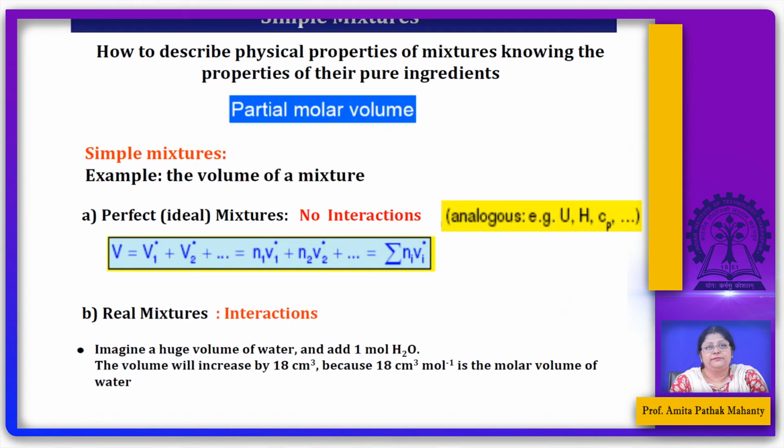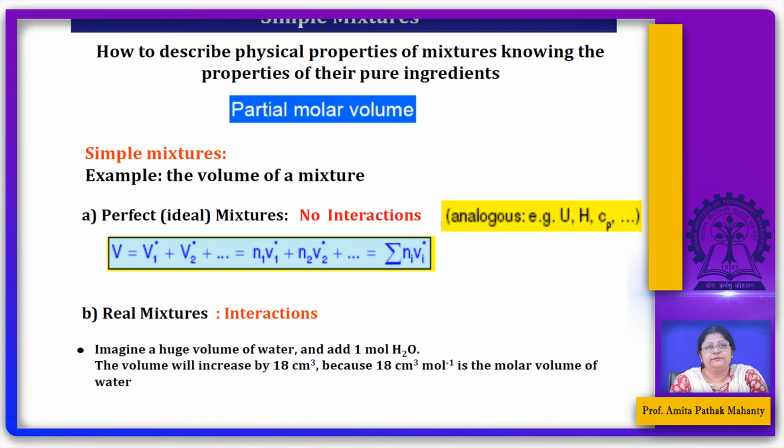Now, we have taken a number of things in terms of the thermodynamic variables. We have not talked about volume so far. When we talk about partial molar quantities, one of the very important properties which we monitor is the partial molar volume. How to describe the physical property of a mixture? We are talking about a simple mixture. Knowing the properties of a pure ingredient, we have to have the knowledge of the properties of the mixture.